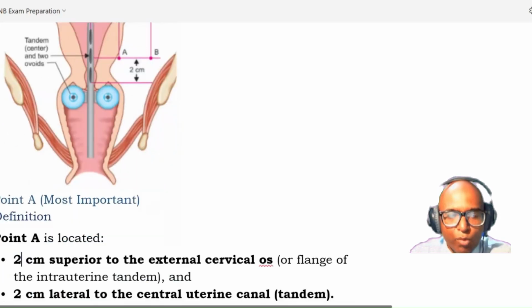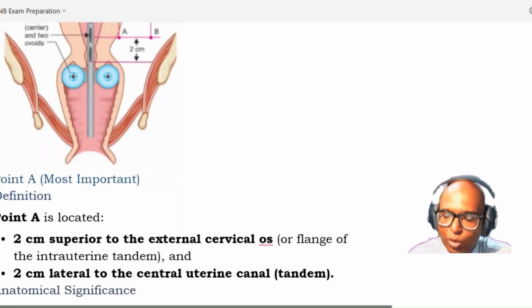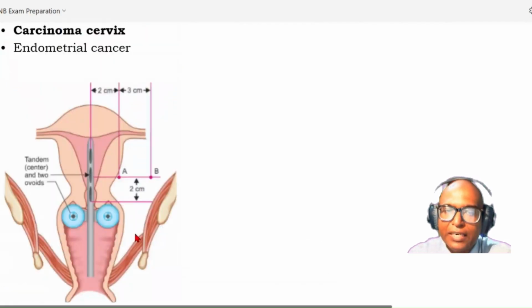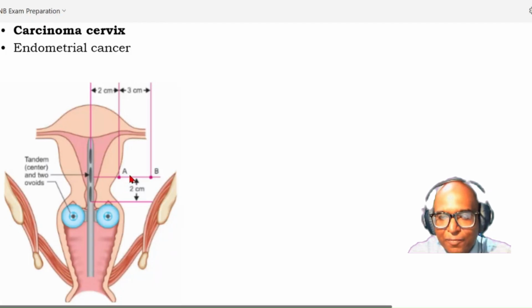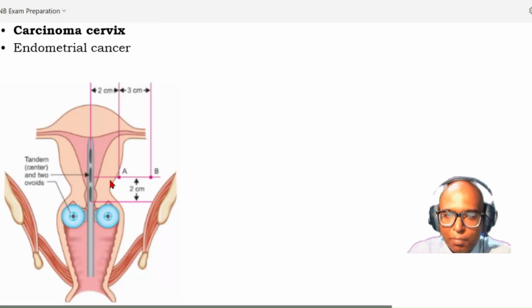Okay, so point A is the most important point. What is the location of point A? Point A is located 2 centimeter above the external os and 2 centimeter lateral to the midline. Okay, and this point A is the anatomical location of the crossing of the uterine artery and the ureter. Okay, and point B is located 3 centimeter lateral to point A. Okay, so point B is 5 centimeter from the midline or 3 centimeter lateral to point A. Point A position is 2 centimeter above the external os and 2 centimeter lateral to the midline. Okay, so these are the 2 points.